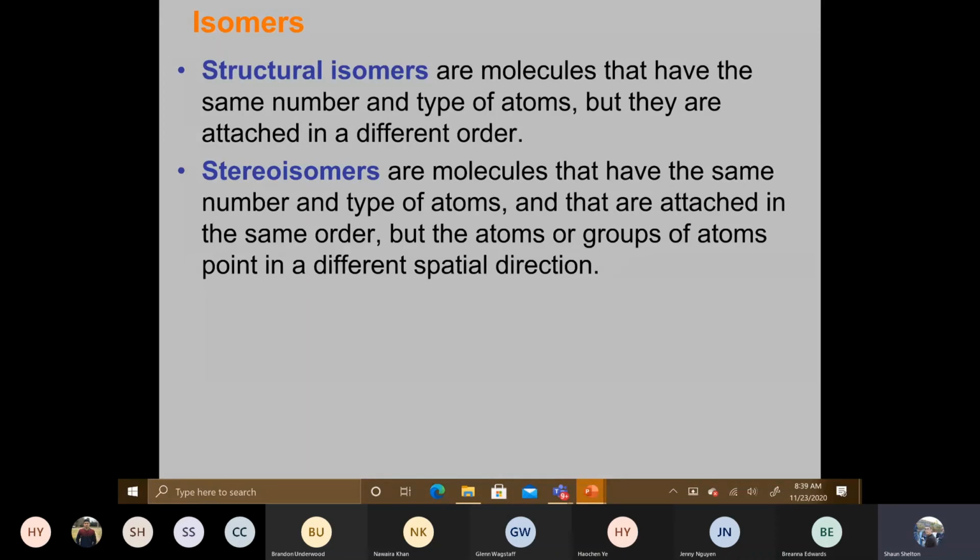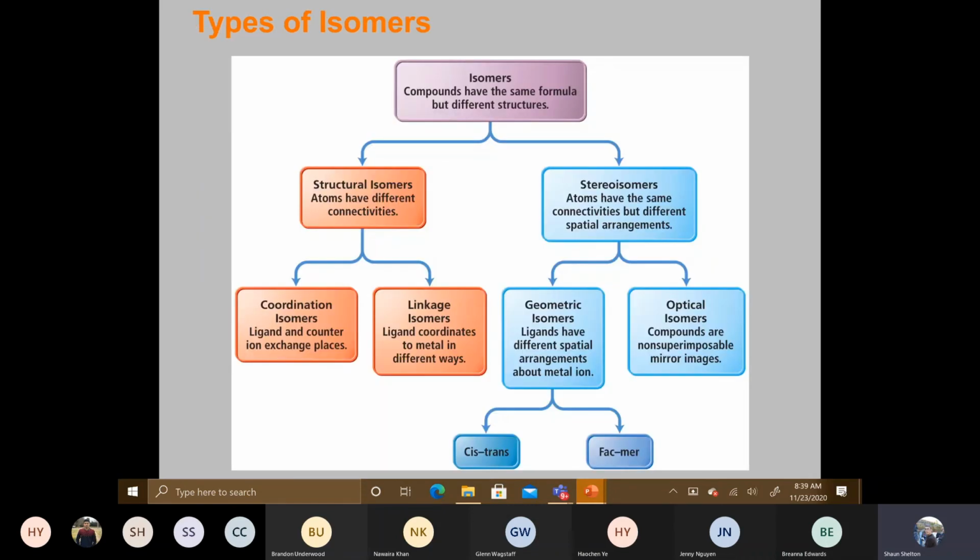Isomers are molecules that have the same number and type of atoms, but they're different because of the way they're attached together. If you take organic chemistry, you will deal with isomers a whole lot more there than what we're going to deal with here. I don't deal too much with geometry, but this is a good little chart to have. It's in your textbook, and it's also in the PowerPoint if you want to download it. It's a flow chart that helps you put together what type of geometry you're dealing with.